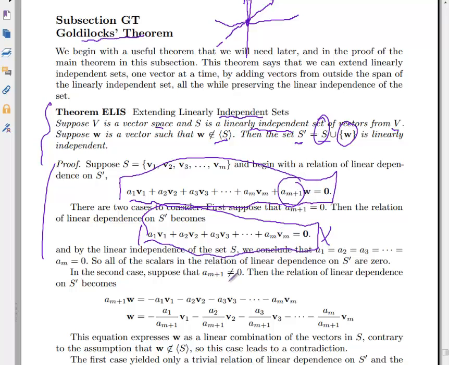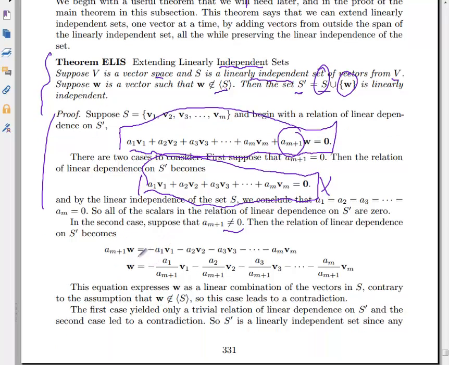Now suppose the coefficient is not 0. Then basically you can take this equation and solve for W, because you can divide by the coefficient. Now if this were true, we'd have W as a linear combination of the V's. But we already said that W is not in the span of S. So this case is also not possible. So what have we shown? We've shown that if we have linearly independent vectors and add another vector W that's not in the span, there cannot be a non-trivial linear dependence relation. So that means that these vectors, the vectors in S and including W also, must be linearly independent.